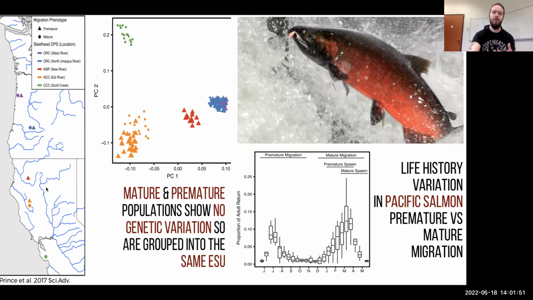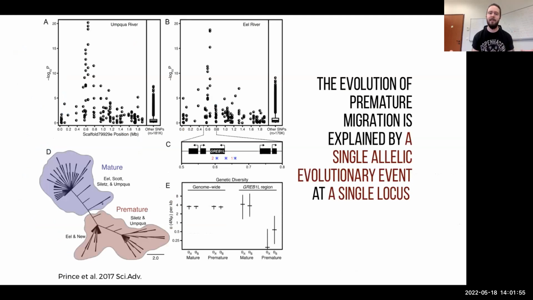But what we wanted to answer was, what can evolutionary genomics tell us? Let's understand the architecture and the evolutionary basis of this shift in life history, so to speak. And when we looked at it, we actually saw that the gene that explained most of this variation was the GRB1L gene. Mutations in the GRB1L gene made the switch from a mature migrant to a premature migrant.